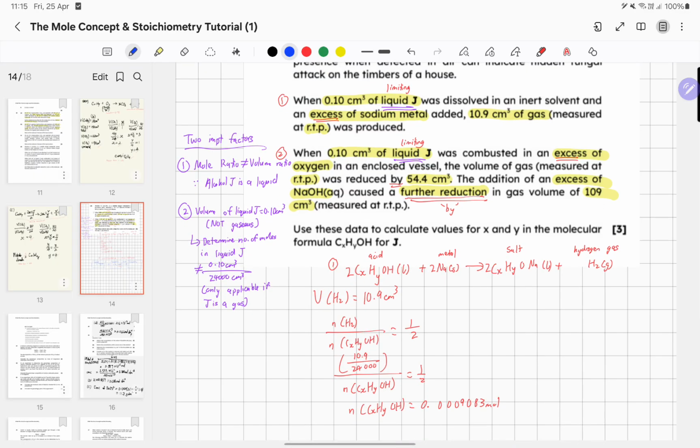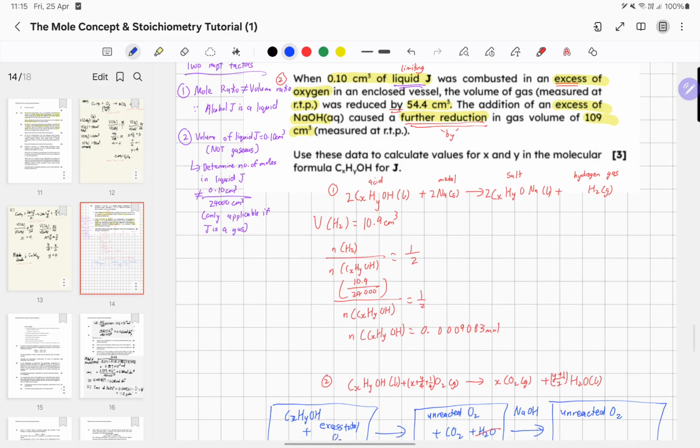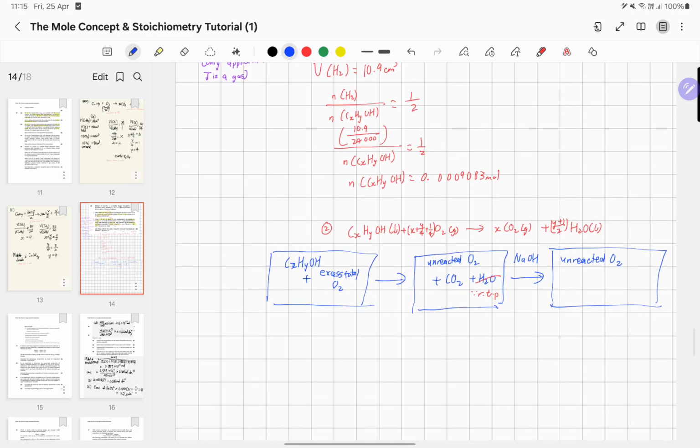So 54.4 cm cube means the difference between the initial volume before the combustion and the final volume after the combustion. So this is the initial volume before combustion and final volume after combustion. Okay, sorry, take note, this one should actually not be there because this is a liquid.